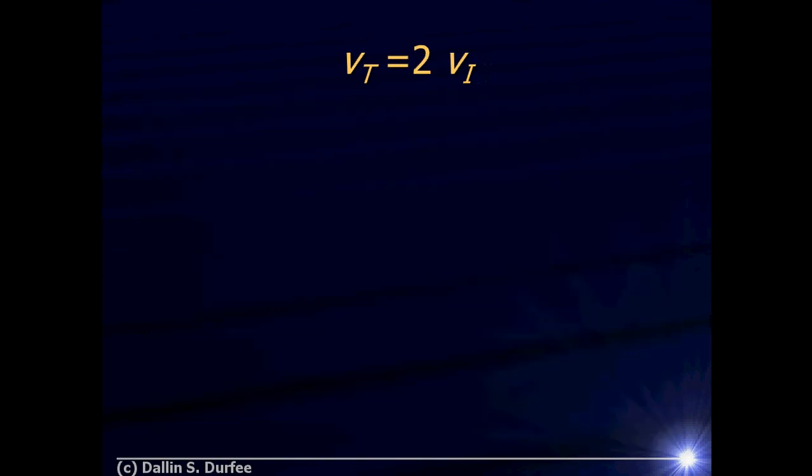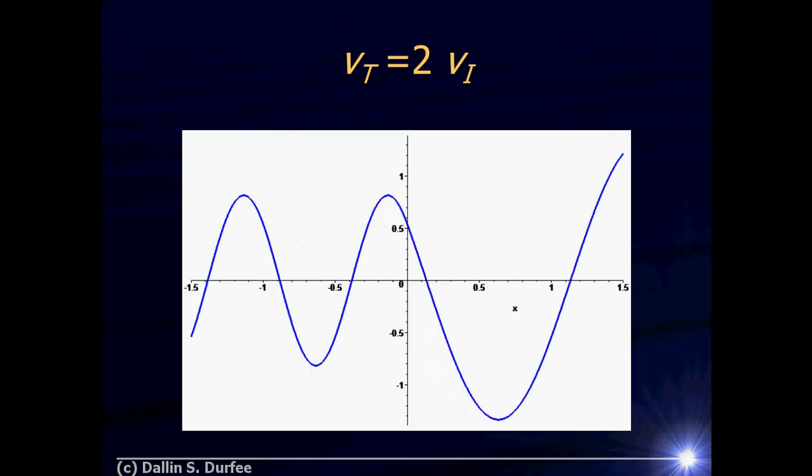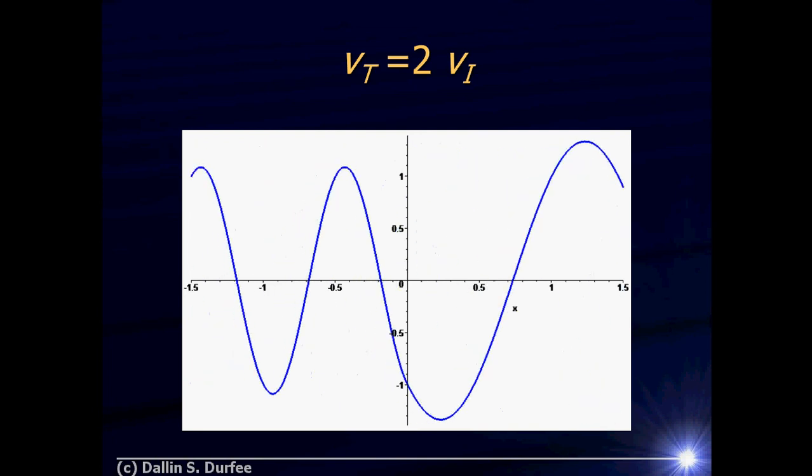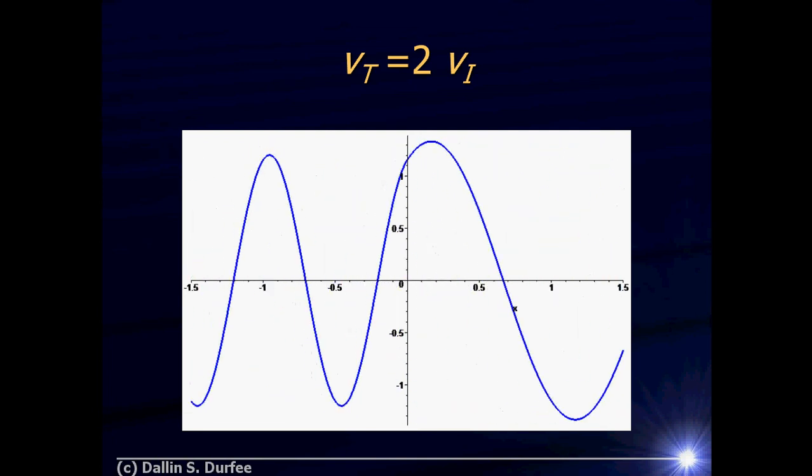Now let's do the opposite. Let's go from a low velocity to a high velocity, so that the velocity on the transmitted side is twice the velocity on the incident side. This is what you get. We still have kind of a throbbing wave, and it looks like our boundary conditions are still met. Everything is happy. So it looks like this works.